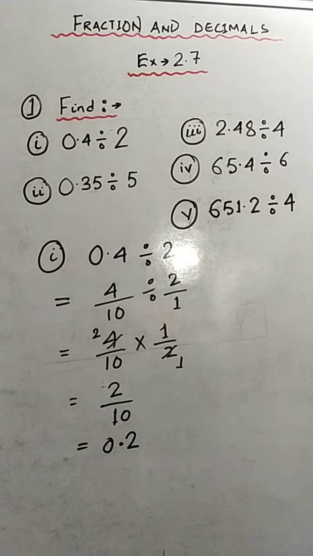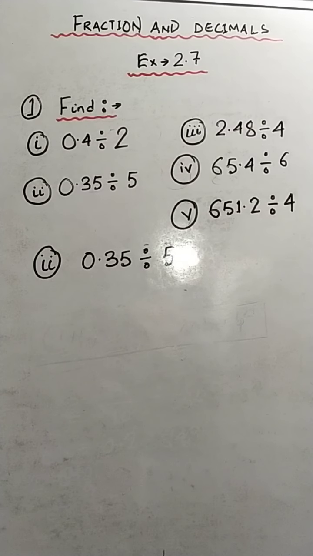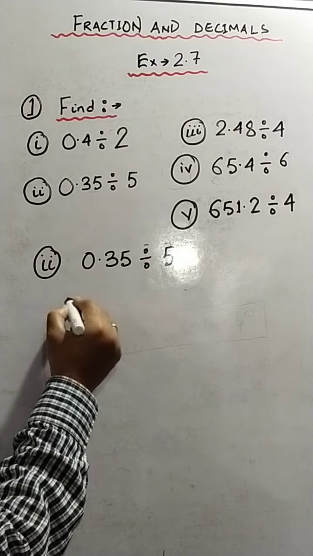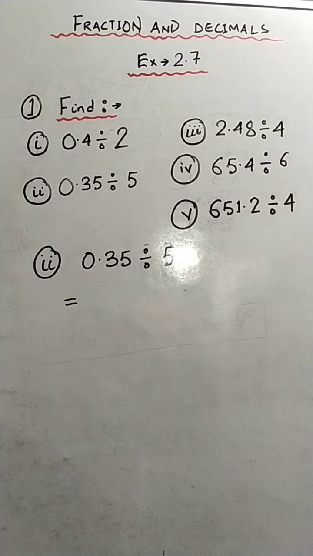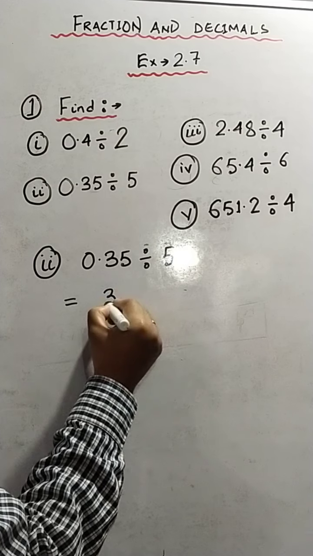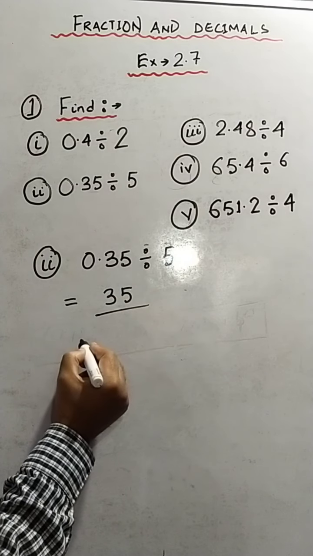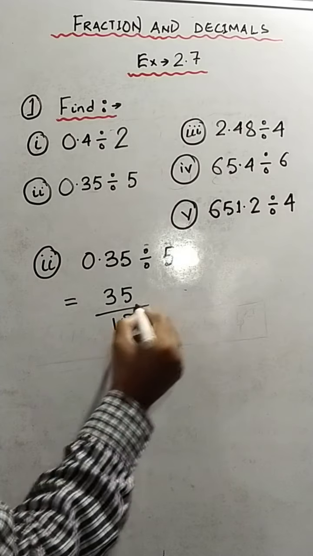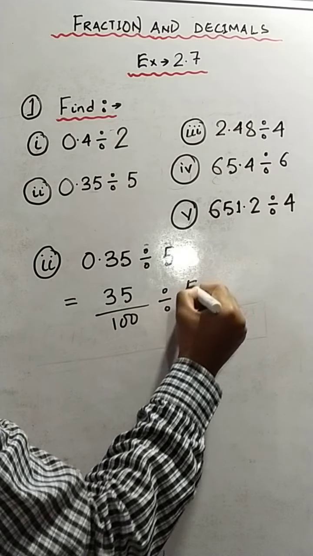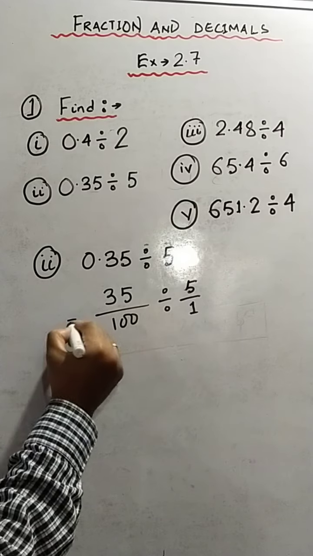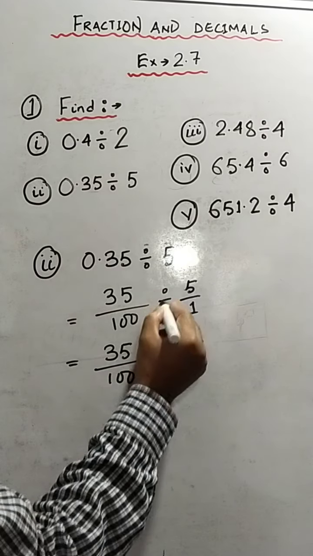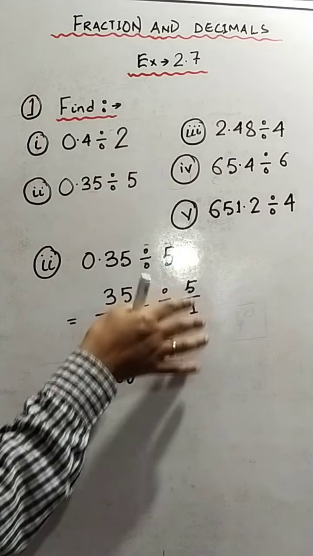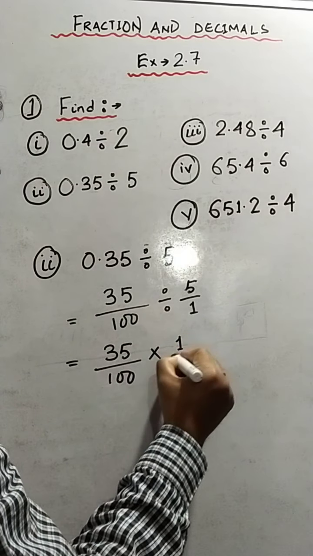Let's move on to sum number 2. This is sum number 2. We have 0.35 divided by 5. So the first thing we have to do is change this decimal form to a fractional form. So that would be 35, this time we'll divide it by 100. Absolutely right, students. Now divided by 5. 5 means what? 5 by 1. Okay. Now what is the next step? Yes, that is 35 by 100. Now in place of division we'll put the multiplication sign, and this 5 by 1 will become its reciprocal and it would look like 1 upon 5.